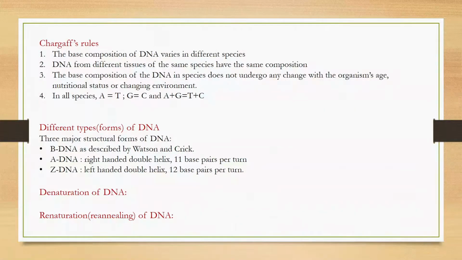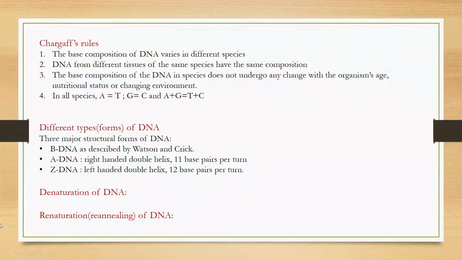Number one, the base composition of DNA varies in different species. DNA from different tissues of the same species have the same composition. The base composition of the DNA in a species does not undergo any change with the organism's age, nutritional status, or changing environment. In all species, A is equal to T, G is equal to C, and A plus G is equal to T plus C, that is, thymine plus cytosine.